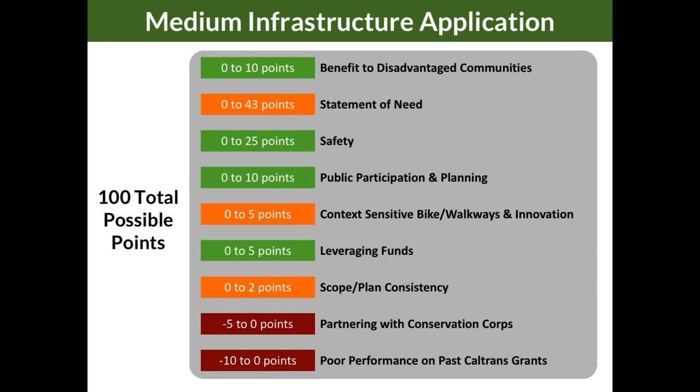As with the small infrastructure projects, medium infrastructure applications are asked to demonstrate how the proposed countermeasures in the project directly address the underlying factors that contribute to pedestrian and bicycle collisions in the area. In other words, this section of the application is really asking you to analyze the collision data that you provide and to explain how the proposed project features best address the safety issues or needs that are surfaced in the data analysis.